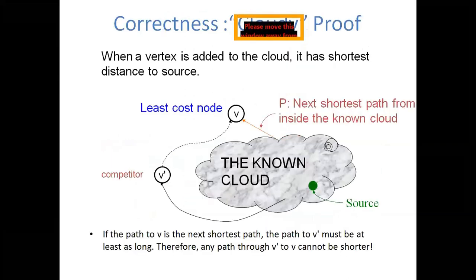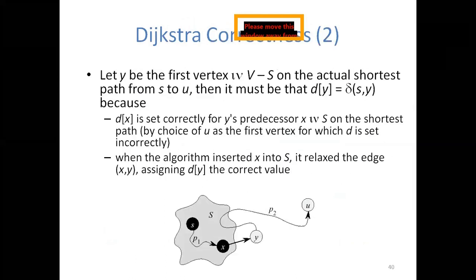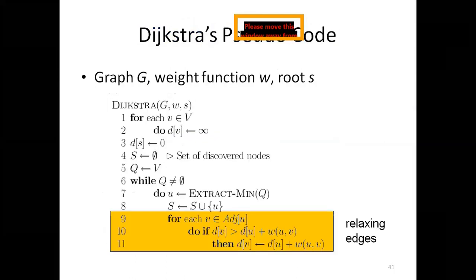So when a vertex is added to the cloud, it has the shortest distance to the source. So that is the least cost node. Always we try to find that. If the path to V is the next shortest path, the path to V dash must be at least as long. So therefore any path through V dash to V cannot be shorter. So this is about the correctness of the algorithm. This theorem proof is not so important. Shurukold already explained.